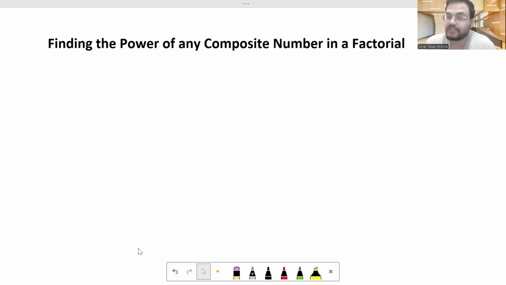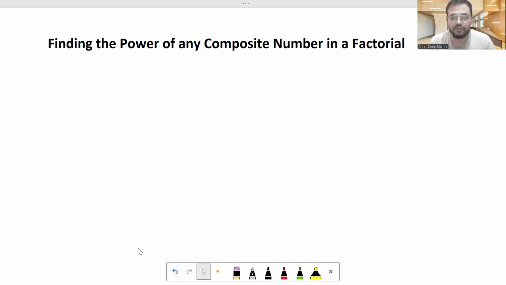But particularly in this video, we are going to talk about how to find out the power of any composite number or any prime number in a given factorial. In the previous video, we had seen how to find out the power of 5, like how to find out the number of trailing zeros. To find that out, we needed to find out the power of 5 in the factorial because 5 was the deciding number. Everything we have discussed in the last video.